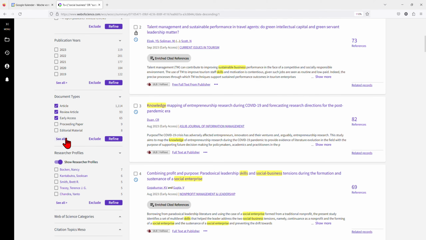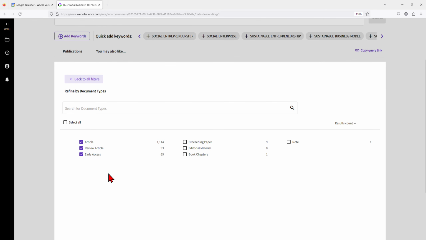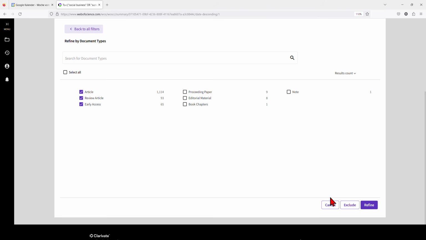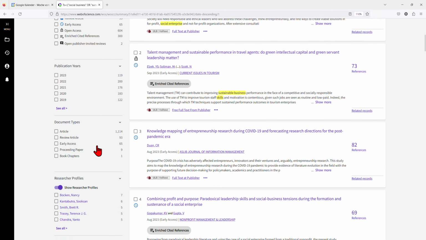I personally usually leave the book chapters out, proceeding papers, because in my field, sustainability management, we rather go for the articles because these are usually of higher quality. They have a review process and so on and so on. It's not perfect, but it's something that I usually do to filter here to these. So that excludes a few articles, as you see here on the top.